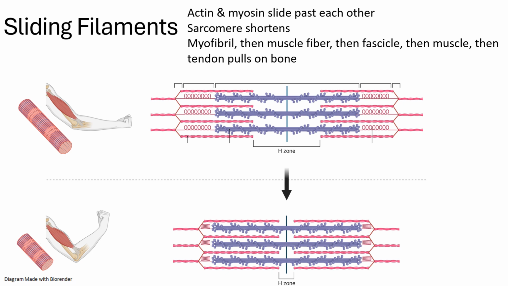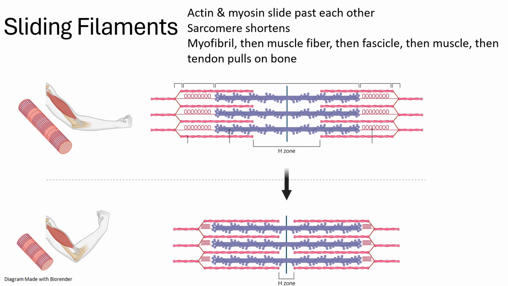On the left side of this slide, there are two pictures. One of a bicep muscle at rest with a myofibril, not a muscle fiber, also at rest. On the bottom, we have the biceps brachii muscle contracting, and we can see that the one myofibril is shortening.